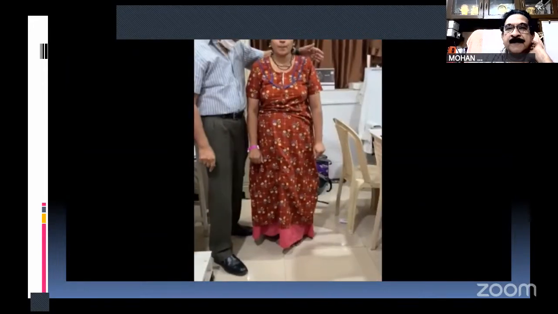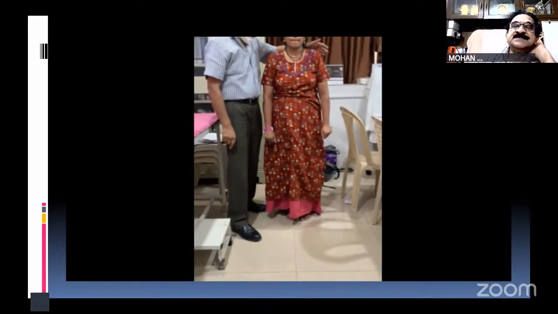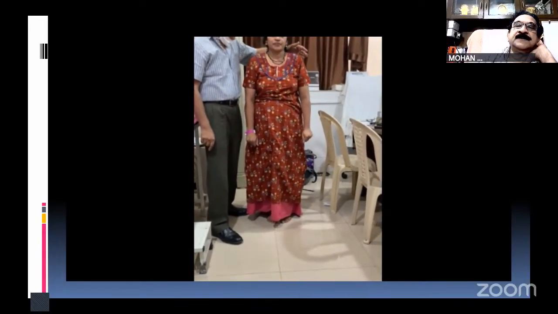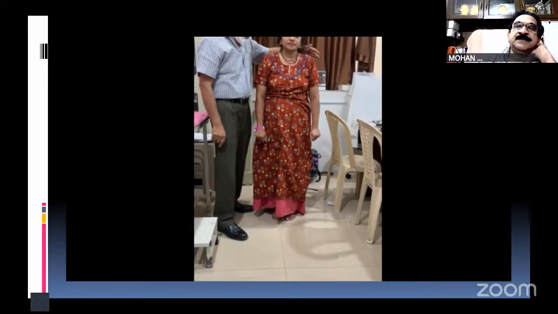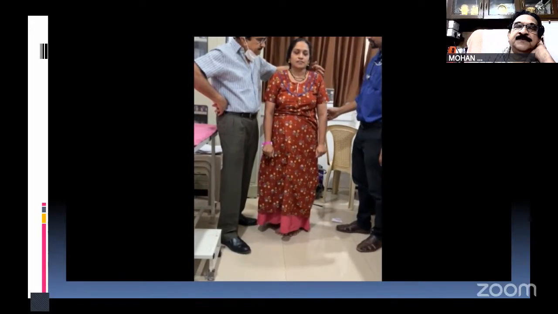She is made to get down from the bed. Balance. Romberg's test is being done. She could stand with open eyes, but when closing the eyes after standing for some time, she tends to fall.